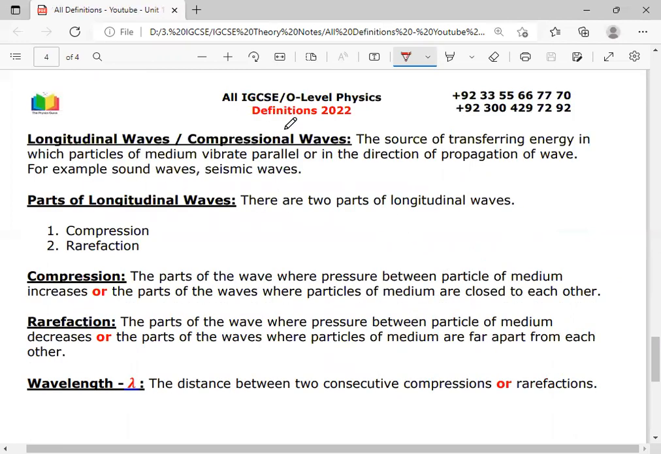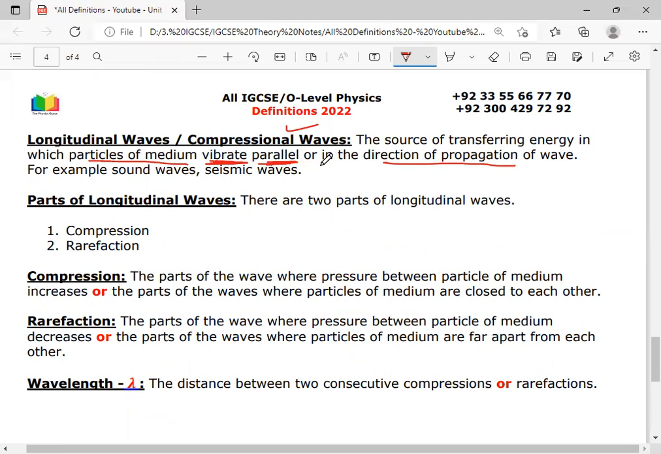its alternate name is compressional waves. So the source of transferring energy in which particles of the medium, again which word, vibrate. Now you can write parallel to the direction of propagation of wave or in the direction of propagation of wave. You can use both the phrases. For example, there are two examples of longitudinal waves, sound waves and seismic waves. Seismic waves are produced when there are some sort of earthquakes. There are two parts of longitudinal waves, compressions and rarefactions.